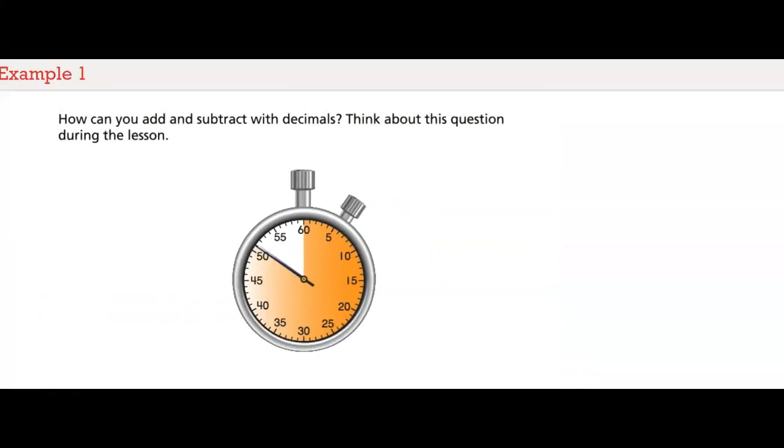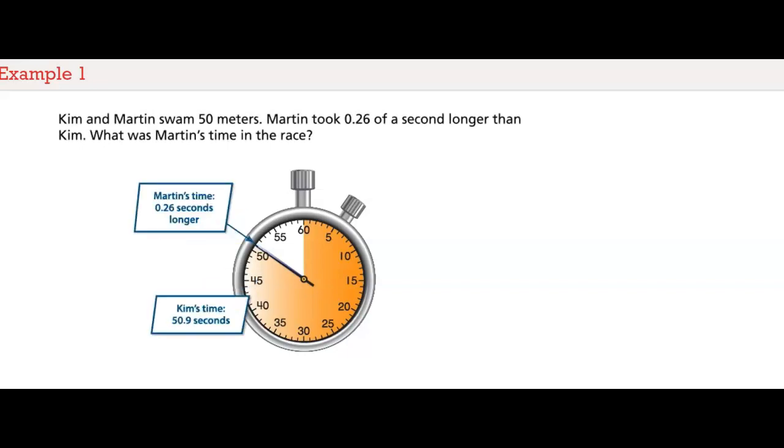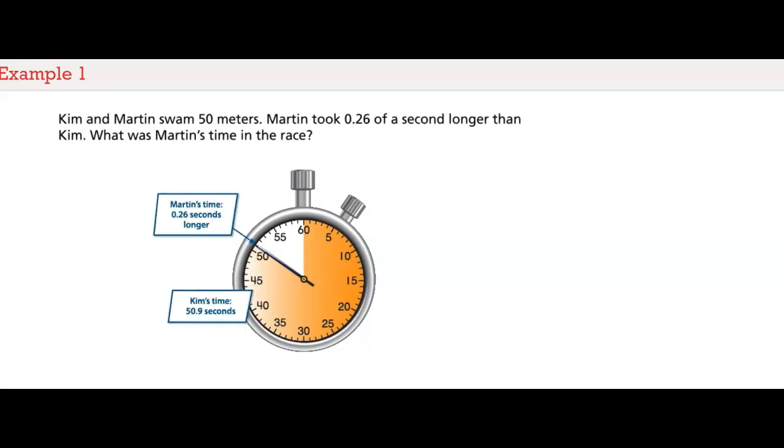How can you add and subtract with decimals? Think about this question during the lesson. Kim and Martin swam 50 meters. Martin took 26 hundredths of a second longer than Kim. What was Martin's time in the race?